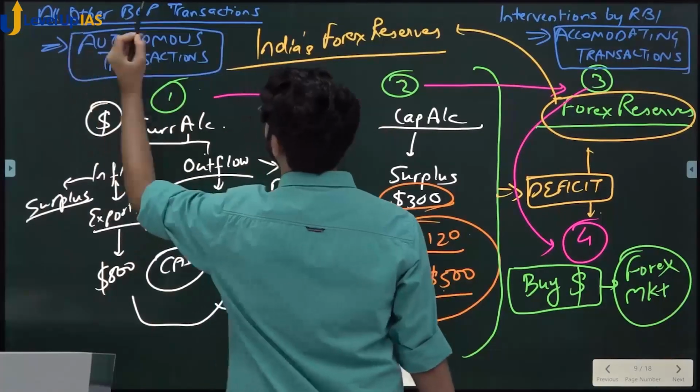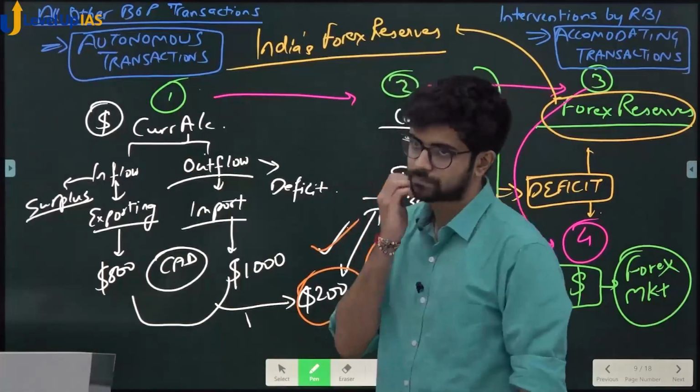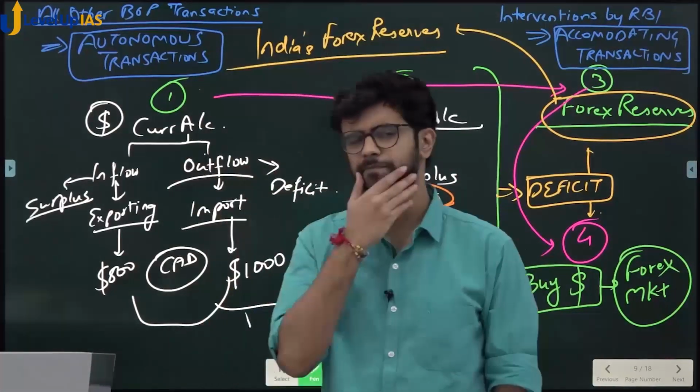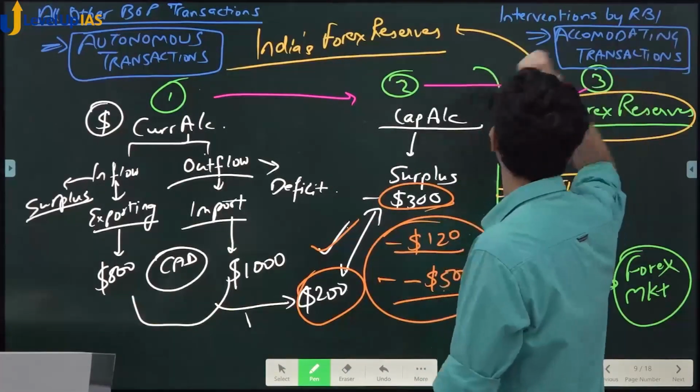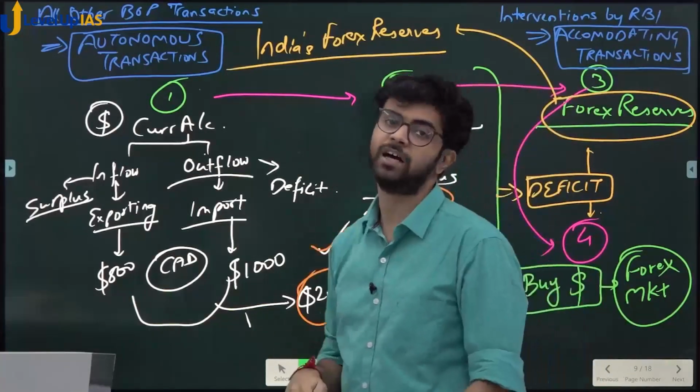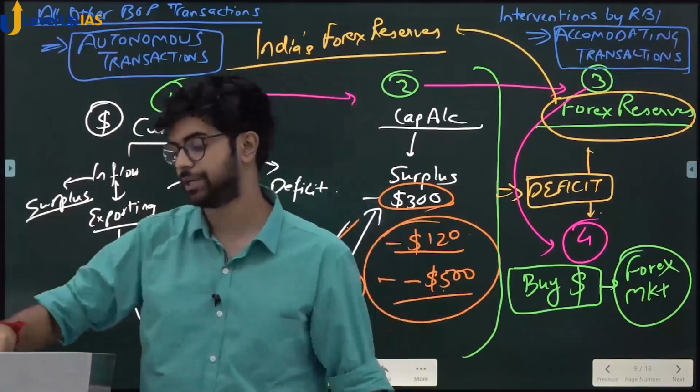Are called as autonomous transactions. Autonomous means they are happening on their own, no government intervention involved. Accommodating transactions, accommodation required by RBI. RBI has to accommodate it.